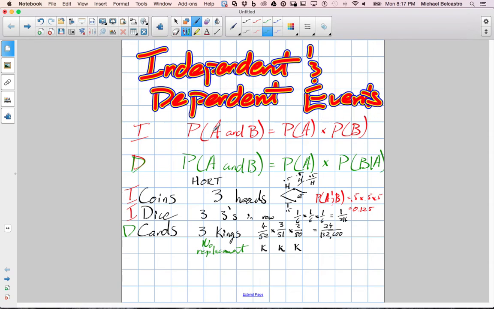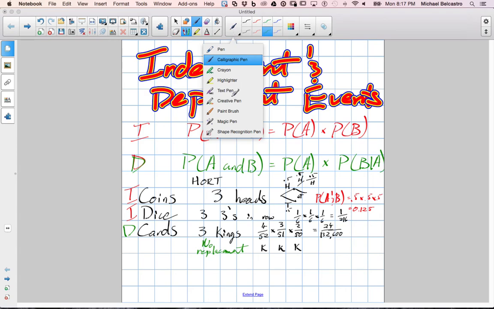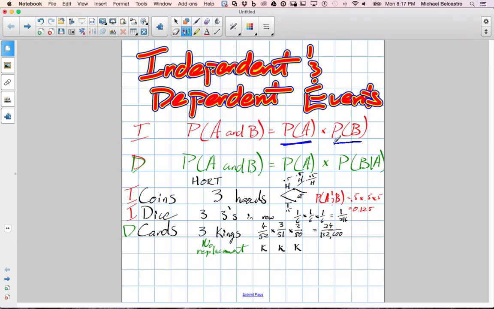And that's essentially the gist of the idea of an independent and a dependent event: does one affect the other? Those are the formulas to calculate it. For independent events, you multiply the probability of one times the probability of the other. If they're dependent, it's the probability of one, and then the probability of the other given that something has changed its original probability.